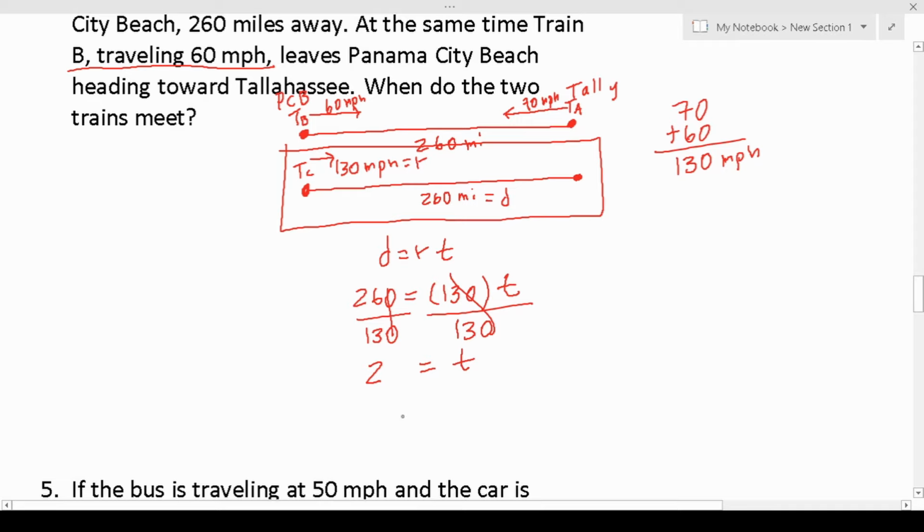In math, it's customary to write the variable for which you solved on the left, so this is t equals 2. In other words, t equals 2 hours. In other words, it takes these two trains 2 hours to meet in the middle.